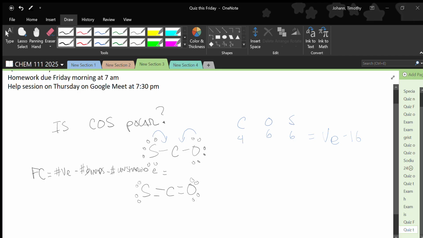Okay, and so if I look at this, sulfur has 6 valence electrons, right? Counting over from the left on the periodic table. The number of bonds I have to sulfur is 2. And the number of unshared electrons, it's not pairs, is 1, 2, 3, 4. 4 unshared electrons. 6 minus 2 minus 4 equals 0. Formal charge is 0, right? Okay. And then this is going to be 0, and this is also going to be 0. So that's how I know that's the best structure. It's got the lowest number of formal charge. You can't get better than having zeros on everything.